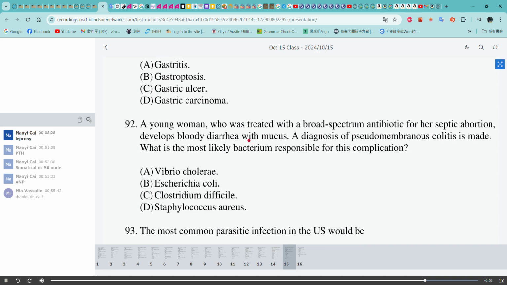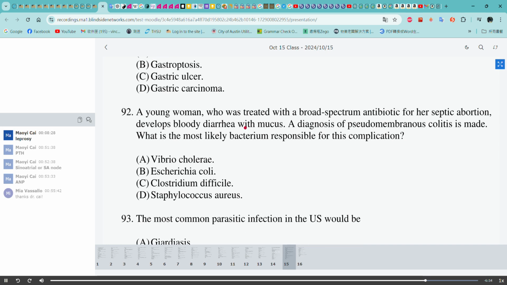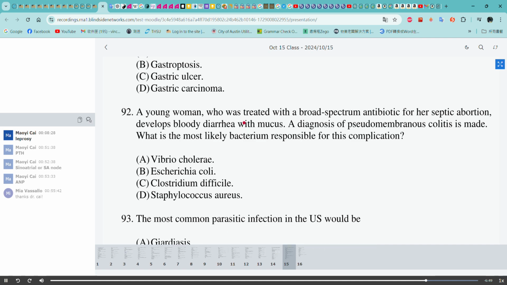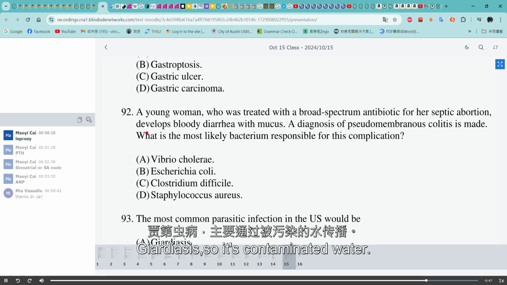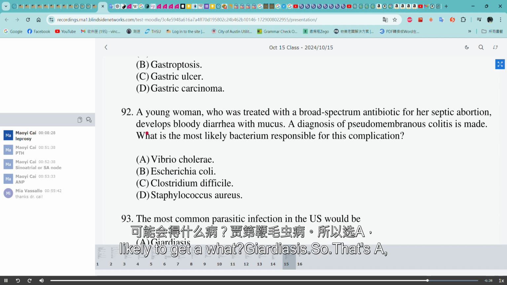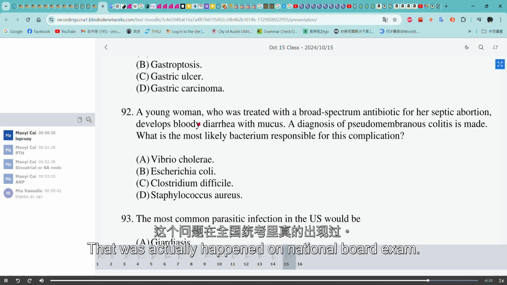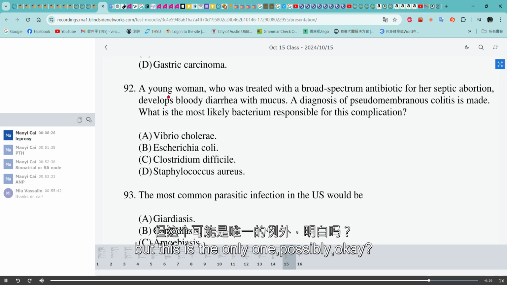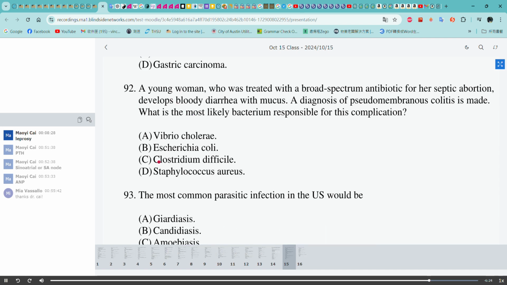93, most common parasitic infection. I think we reviewed that. In the U.S. it is Giardia, giardiasis, from contaminated water. People using well water in their backyard or in the countryside are likely to get giardiasis. So that's A. That actually happened on the national board exam. Usually parasitic infection is not very common in this country, but this is the only one. Yeah, A.